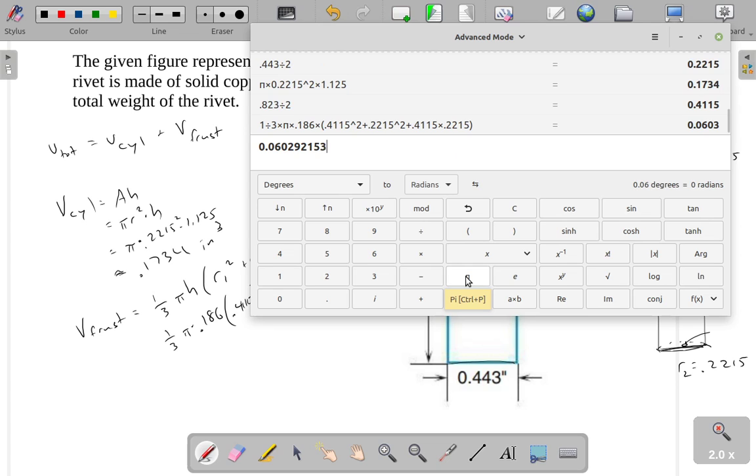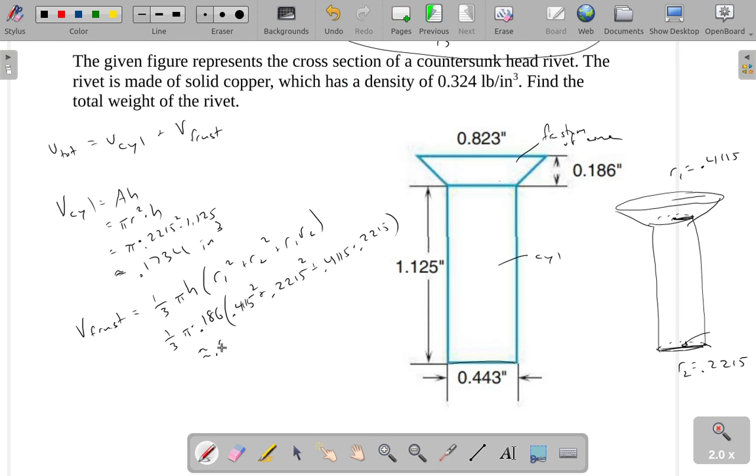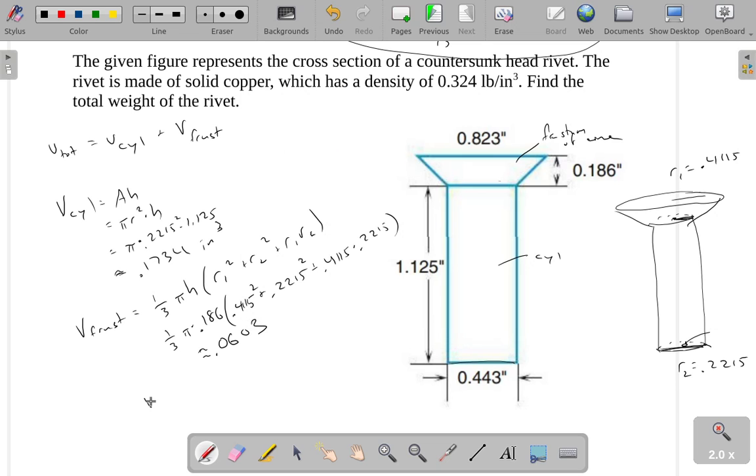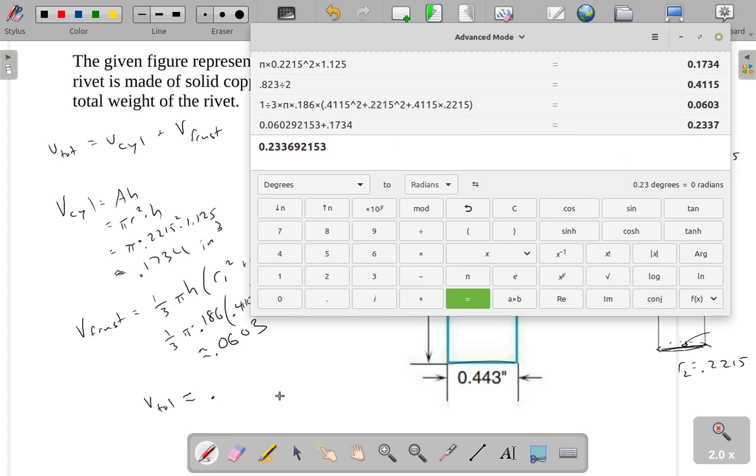which gives us 0.0603. I'm going to go to the 10,000th place here. Adding those two numbers together, plus 0.1734, gives us approximately 0.2337.